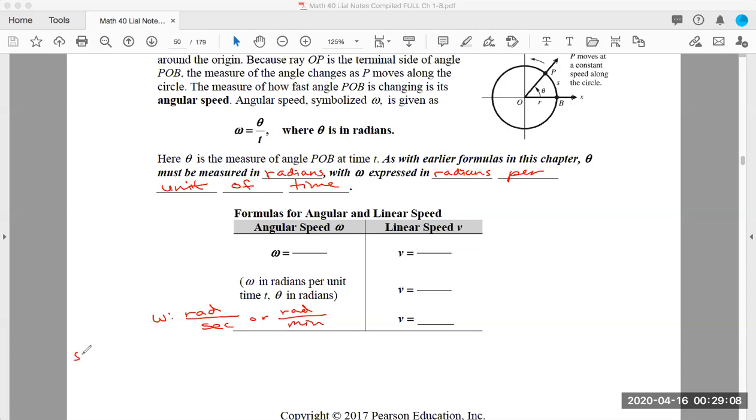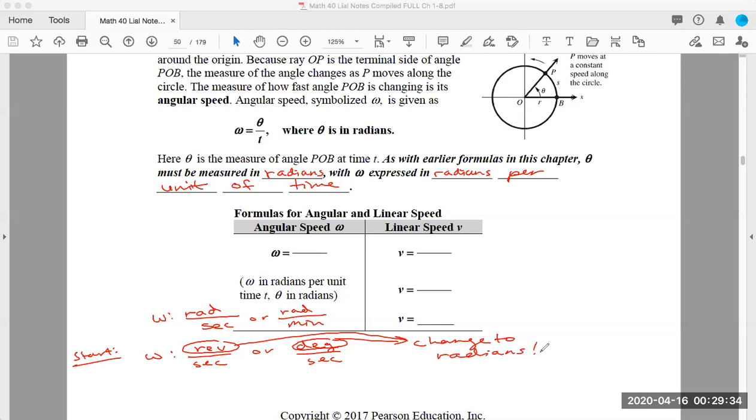If you start with omega as revs per second or degrees per second, you will need to change revs and degrees, as we just discussed, to radians. Okay. All right, and so the formula that we have for angular speed is omega equals theta over t. Let me go ahead and clear out the bottom here.